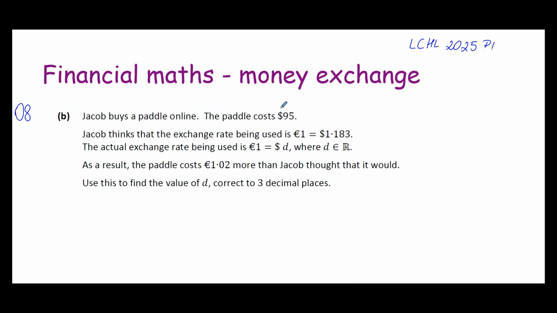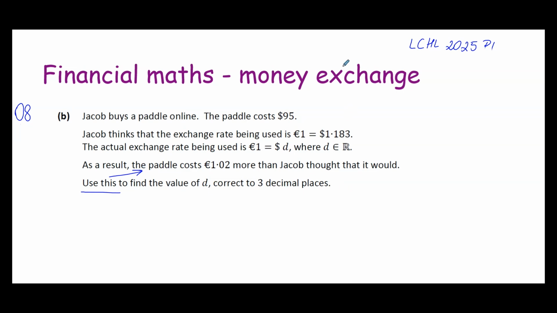The paddle cost $95. Jacob thinks that the exchange rate being used is €1 to 1.183 of a dollar. The actual exchange rate being used is €1 to D dollars. As a result, the paddle cost €1.02 more than Jacob thought that it would. Use all of that to find the value of D, correct to 3 decimal places.